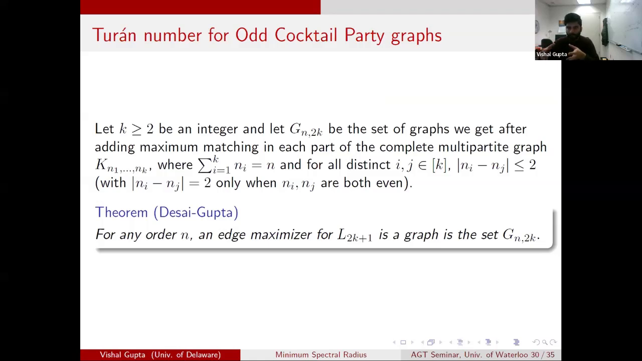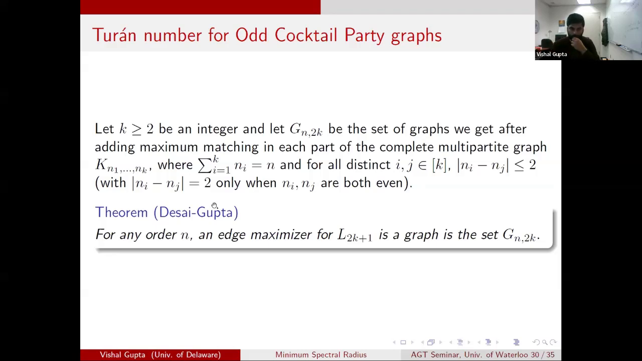So in the odd cocktail party graph, let's say we have 2k plus 1 vertices. So its complement will have dissociation number 2k. So we define this set G_n,2k. This is a set of graphs we get by taking a complete multipartite graph on k parts, with the condition that the number of vertices in each of the parts can differ by at most 2.